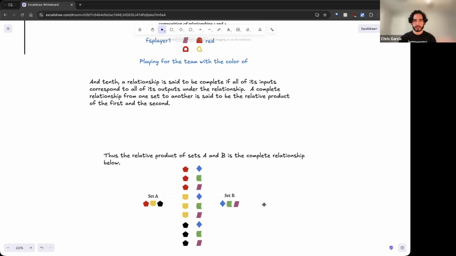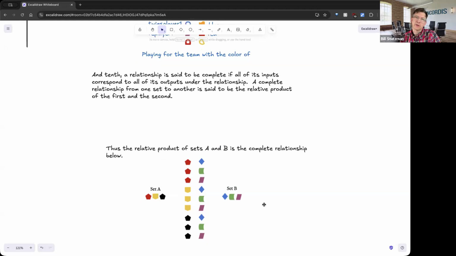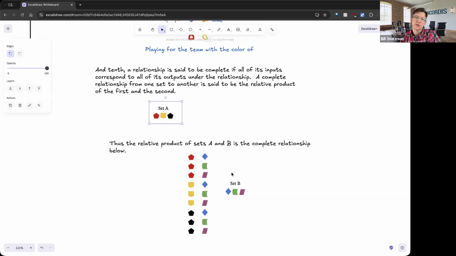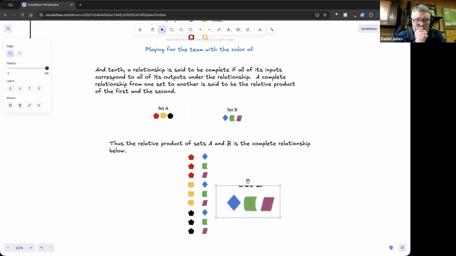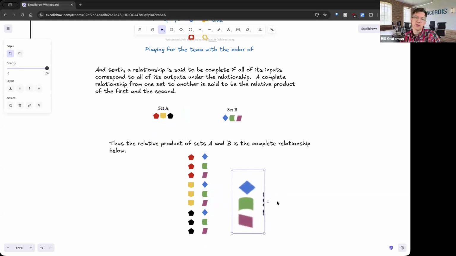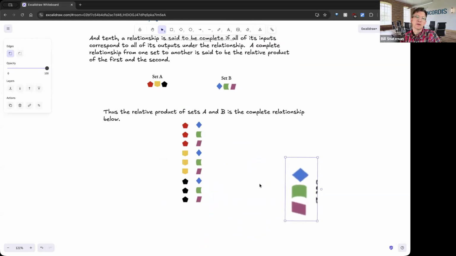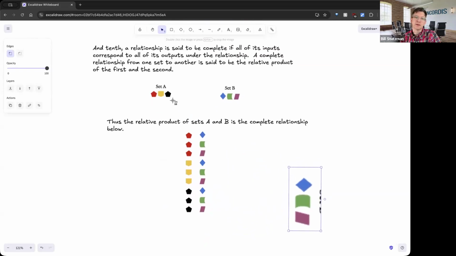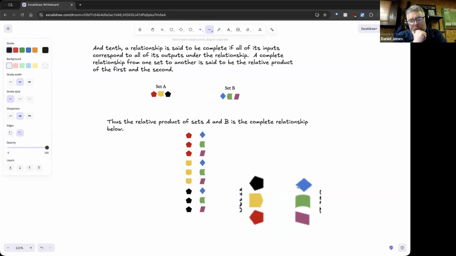Okay. Is it also, if you were to rearrange this, could you say that I don't think you'd be able to say it's symmetric, but if you made the inverse of this and rearranged it so you had 3 blue diamonds, and your 3 blue diamonds would then correspond to each of your red pentagon, yellow shield, and black pentagon. You would have the same complete set, would you not? It would be the inverse complete set.